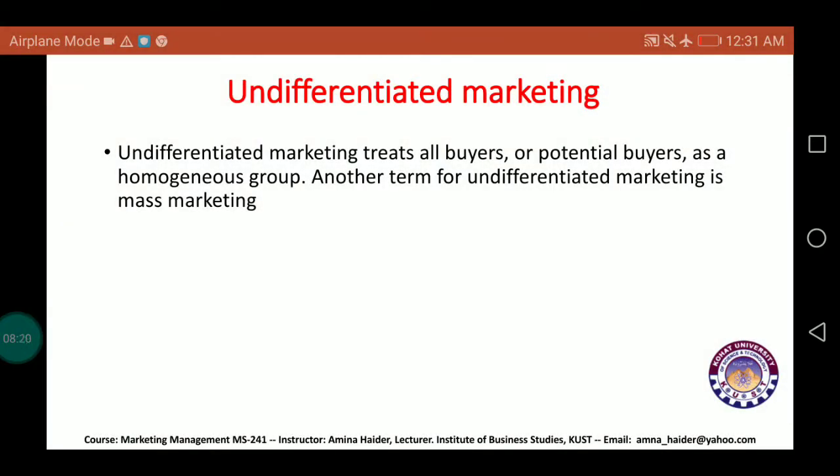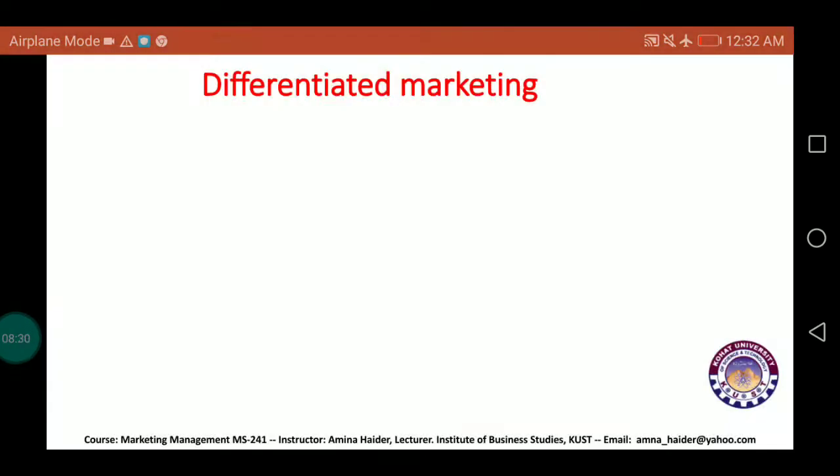Here, there is no competition at this stage, and the company does not feel the need to tailor the marketing mix to the trends of market segments. The next strategy is differentiated marketing.